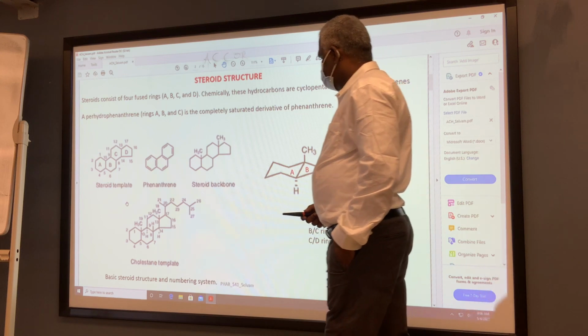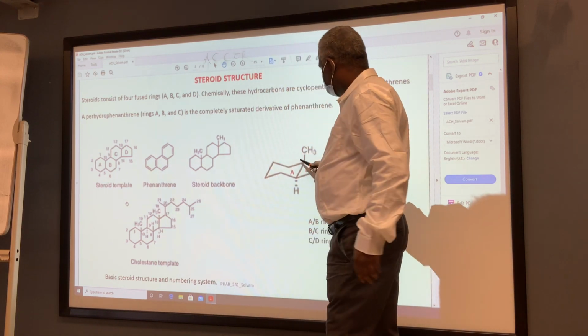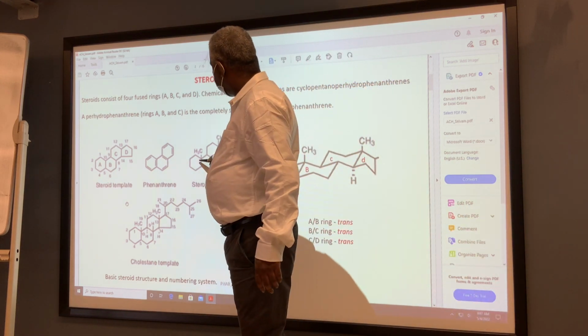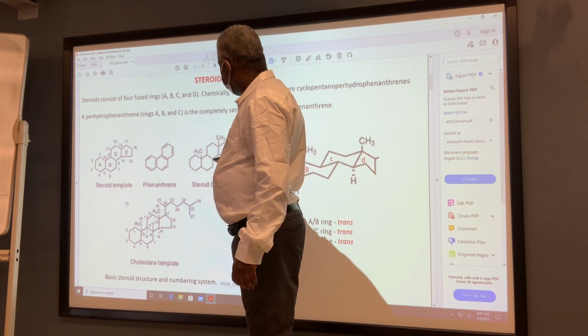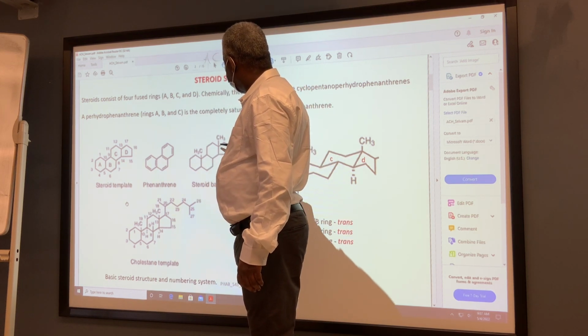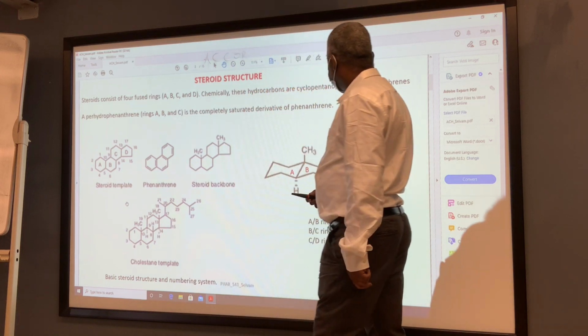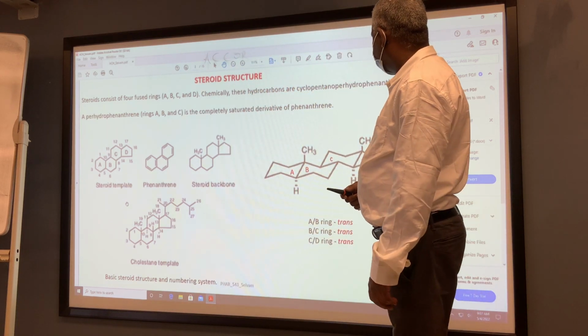So in the steroid, we have ring A. The A and D, in between these 2 are chiral carbons, and B and C, these 2 are chiral, and C and D also, both are chiral carbons. The connection points are chiral carbons.